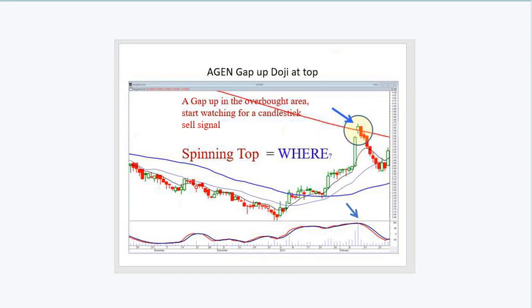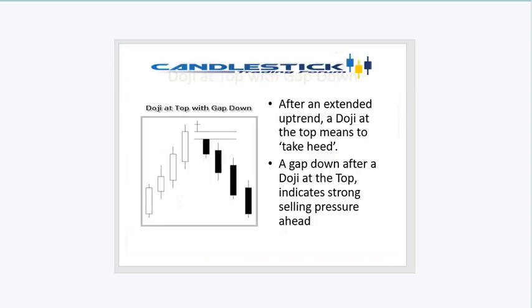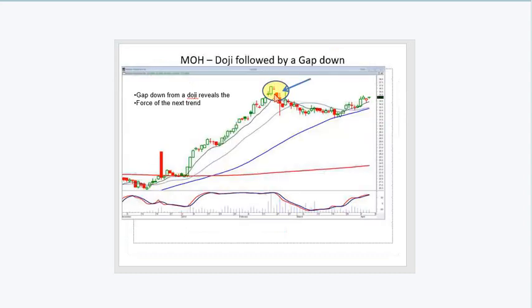So on the other side of the coin, you see that indecision up there and they gap it down. That's a pretty good indication. That is where the bears have finally taken control.